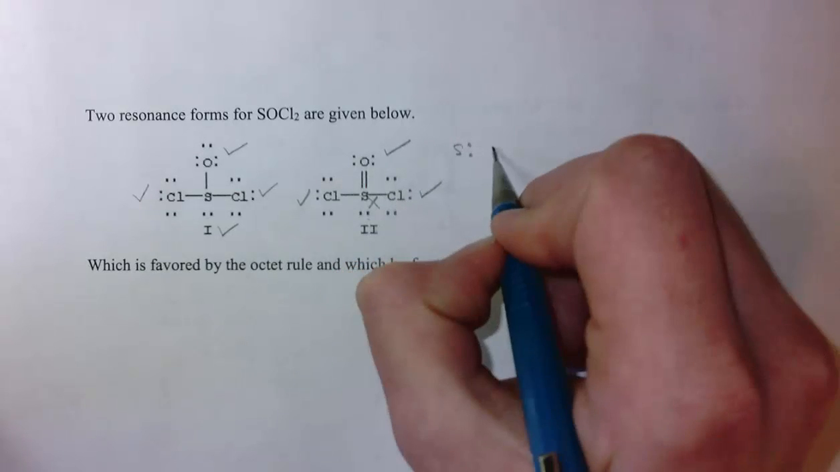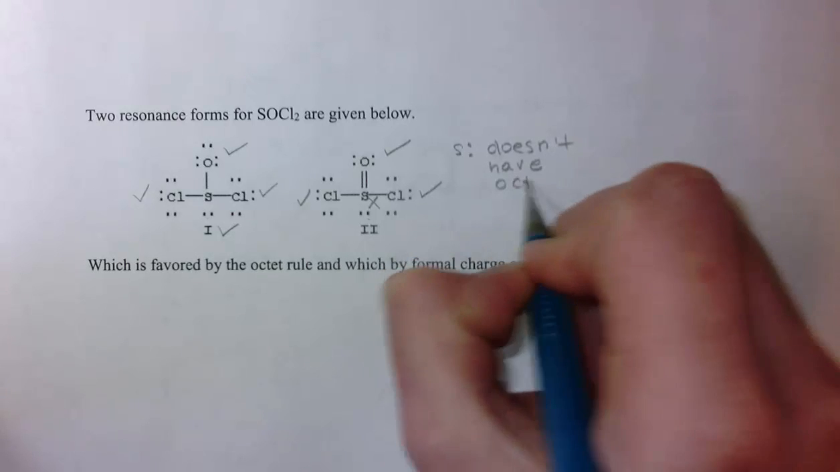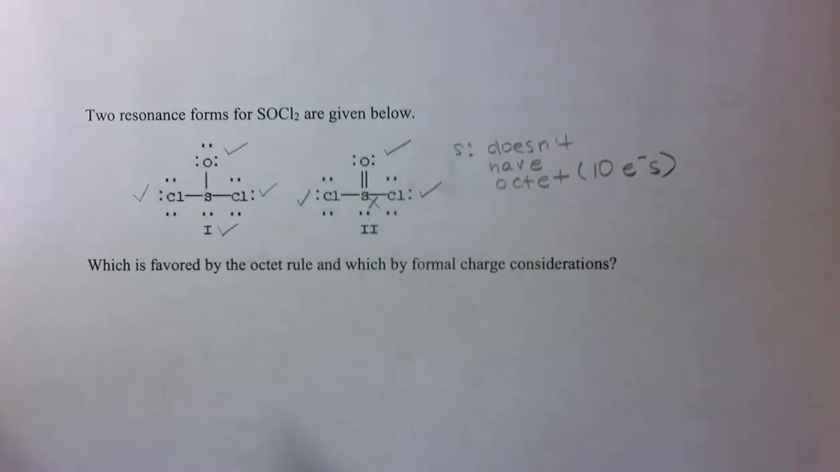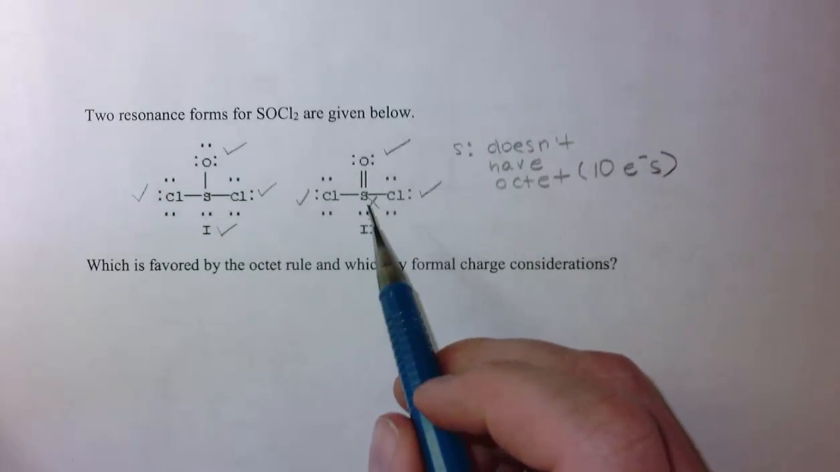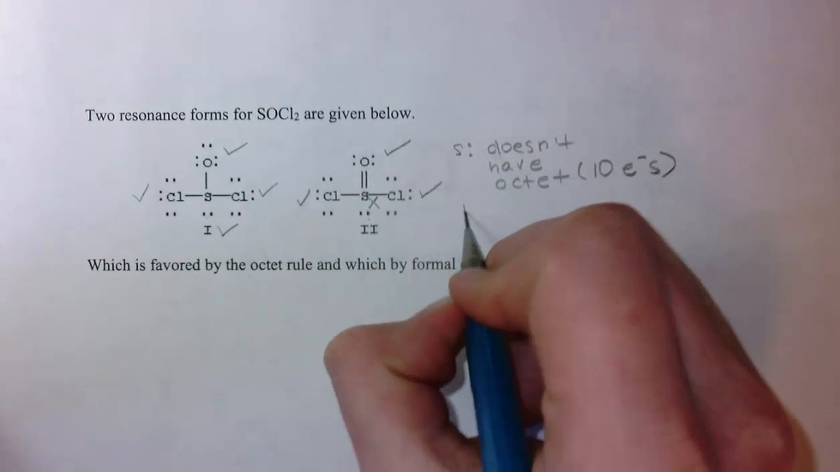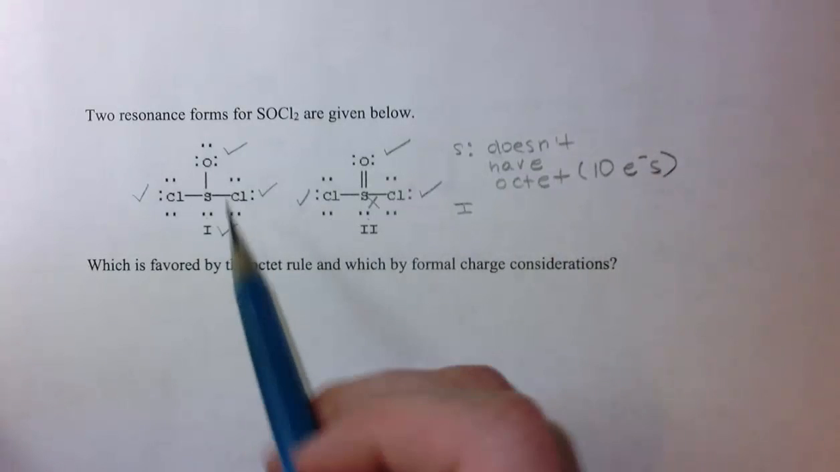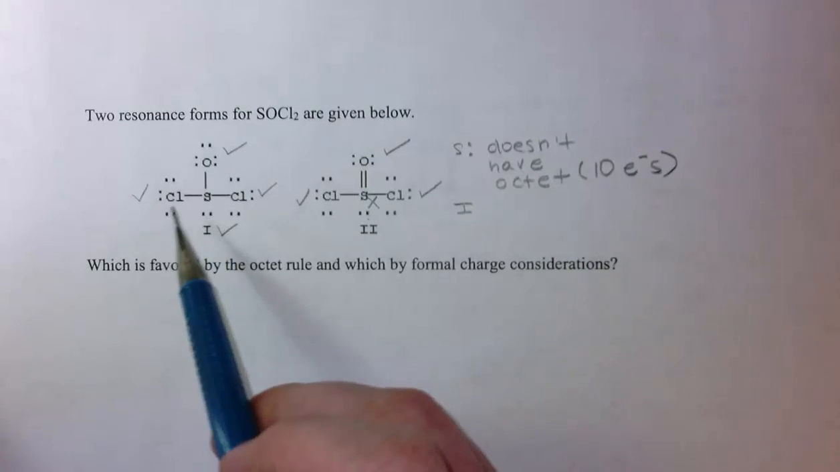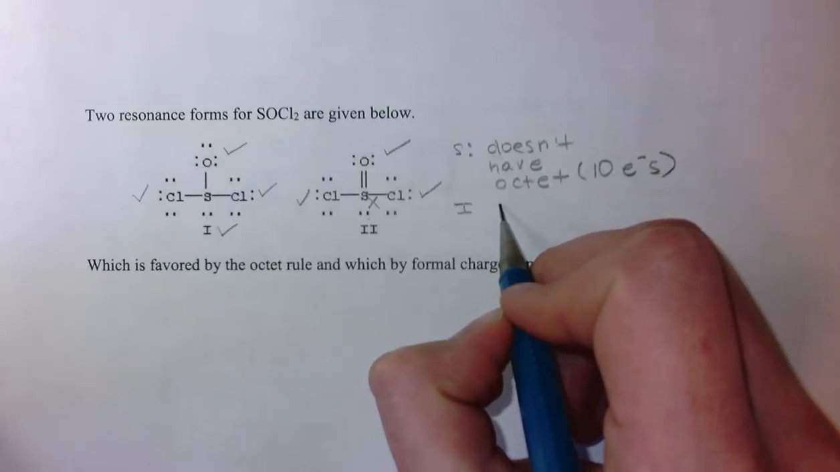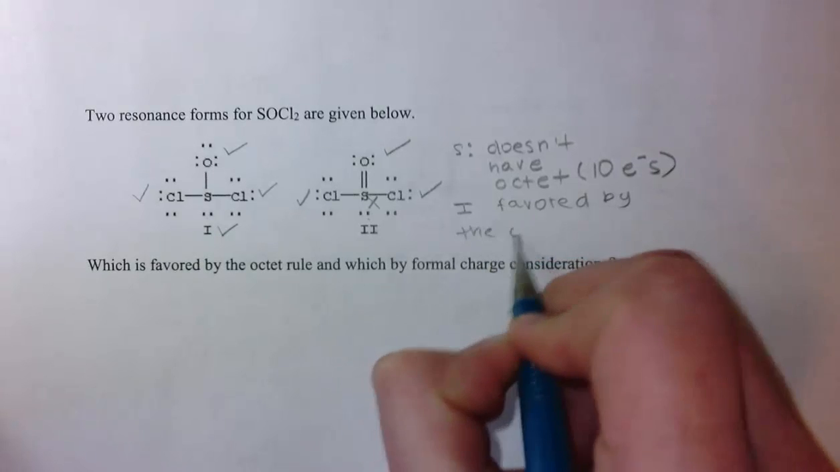So I'll write this here. And this is because it actually has 10 electrons. The reason this is occurring is because sulfur can have an expanded octet. It's one of the rare cases where that can happen. But regardless, to figure out which is favored by the octet rule, resonance form 1 has every atom fulfilled with an octet. So 1 is favored by the octet rule.